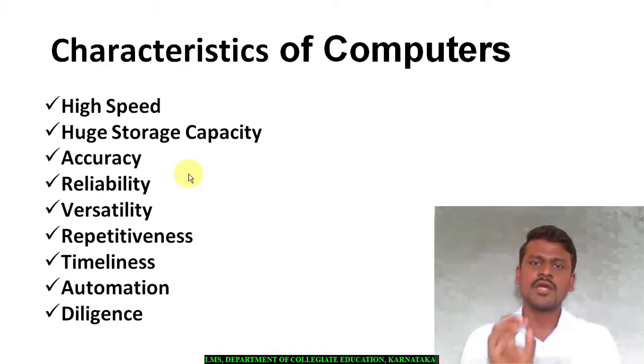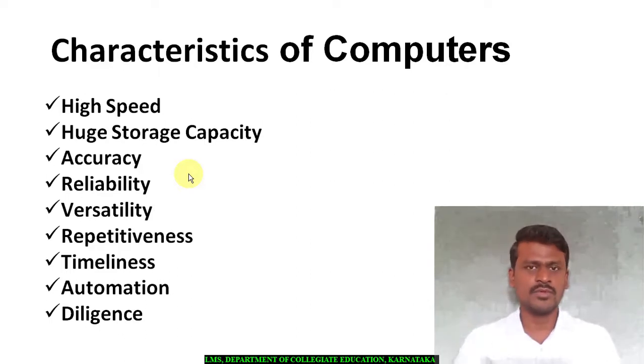If you give the computer wrong input, that will give you the wrong result.